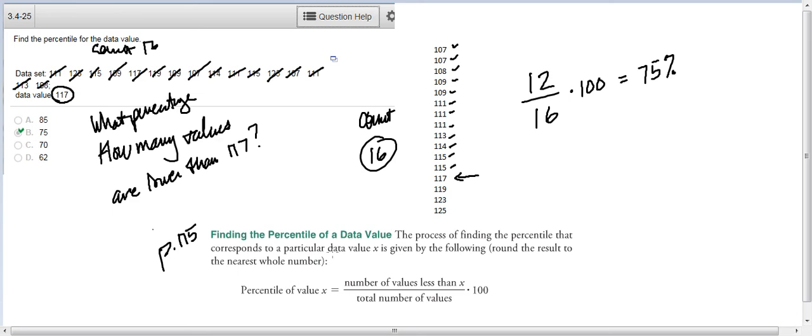Now they can turn the question around and say, what data value corresponds to the 75th percentile of this data set? If they turn the question around that way, there's a different process, and in fact there's a really good flow chart in the textbook. Give me a second and I'll give you another picture of that so you can see what that's about.